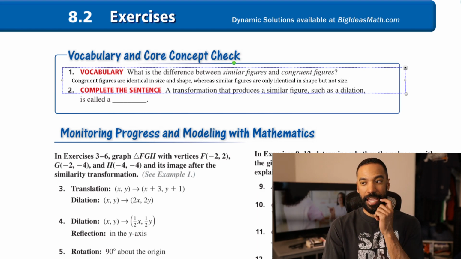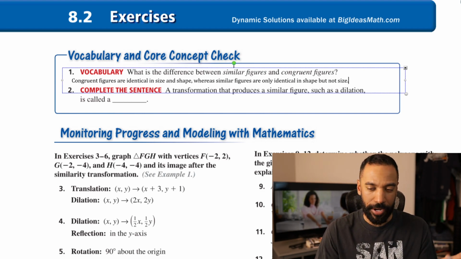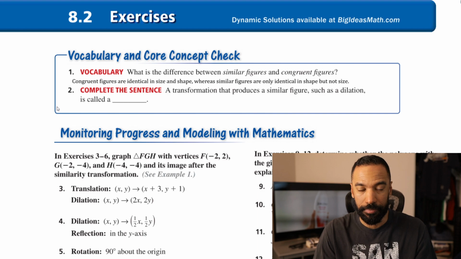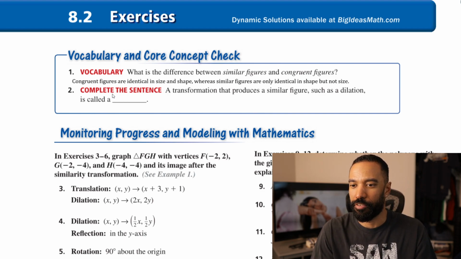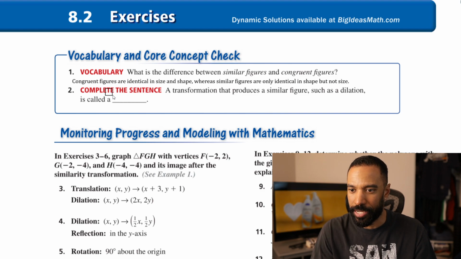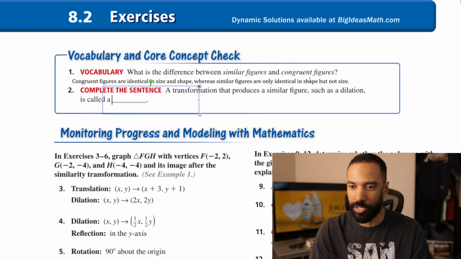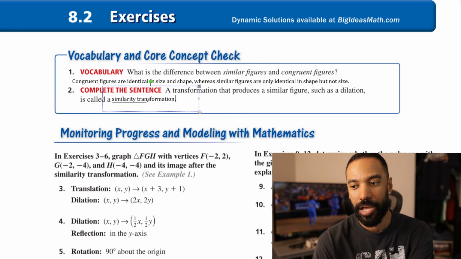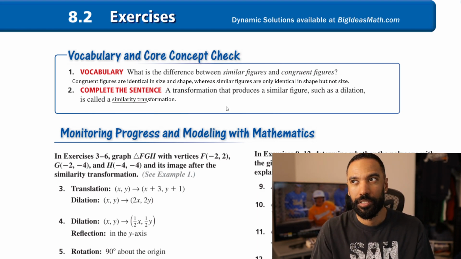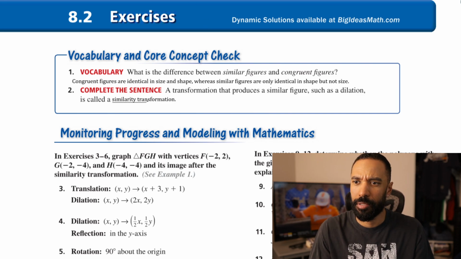So they preserve the angle measures, but then there's a similarity ratio, or a scale factor, that gets attached to the whole thing. A transformation that produces a similar figure, such as a dilation, is called a similarity transformation. There's not much room for me to put this, but similarity transformation. And it's a non-rigid transformation, I believe we'd call it.